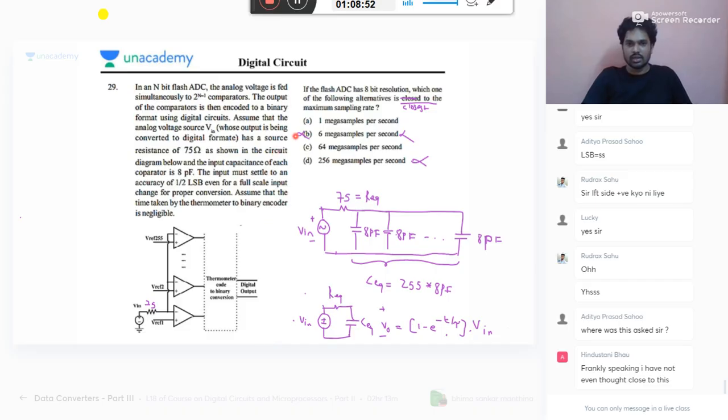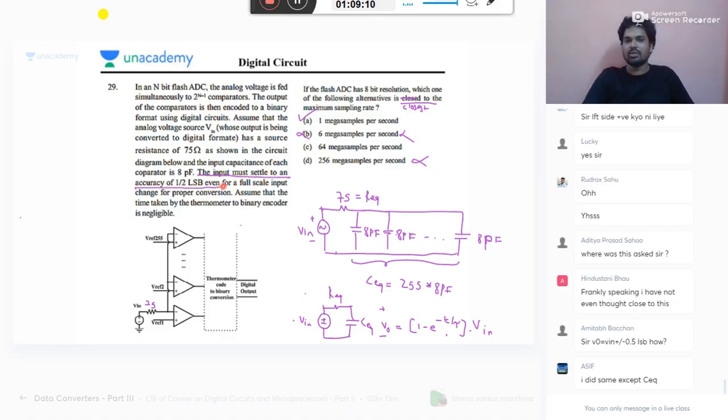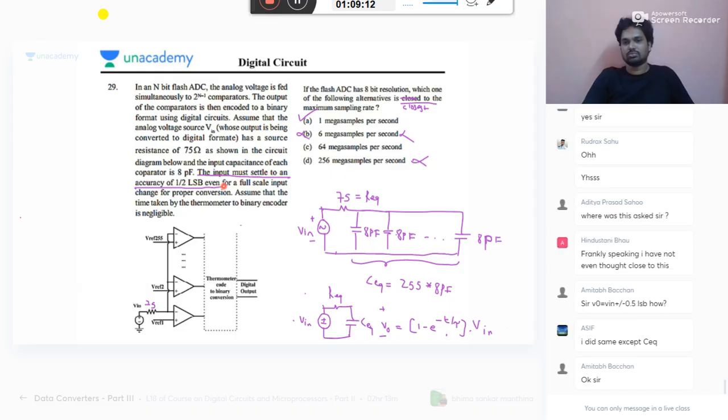Okay, so what is the right answer? The question itself says the input must settle to an accuracy of half LSB. Okay, so now we are right.